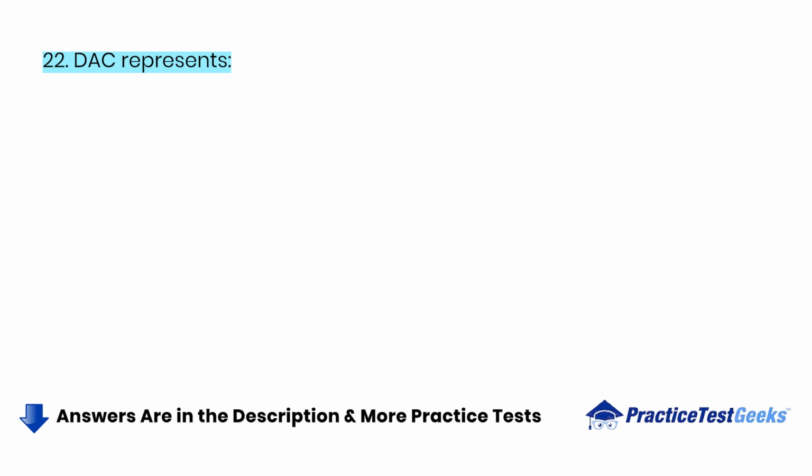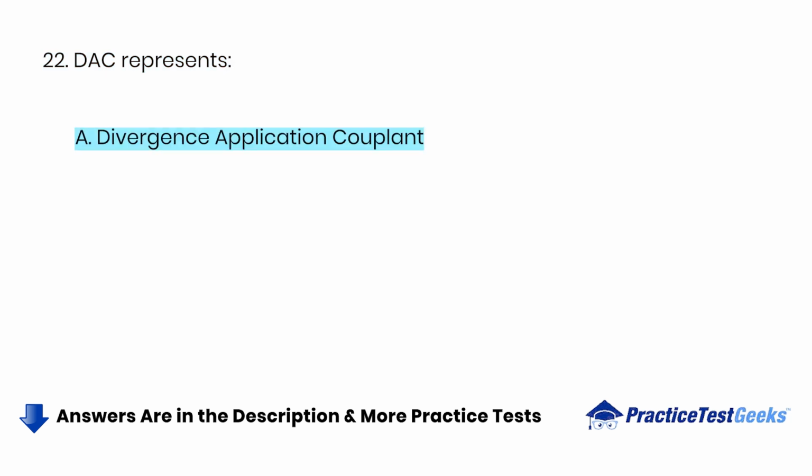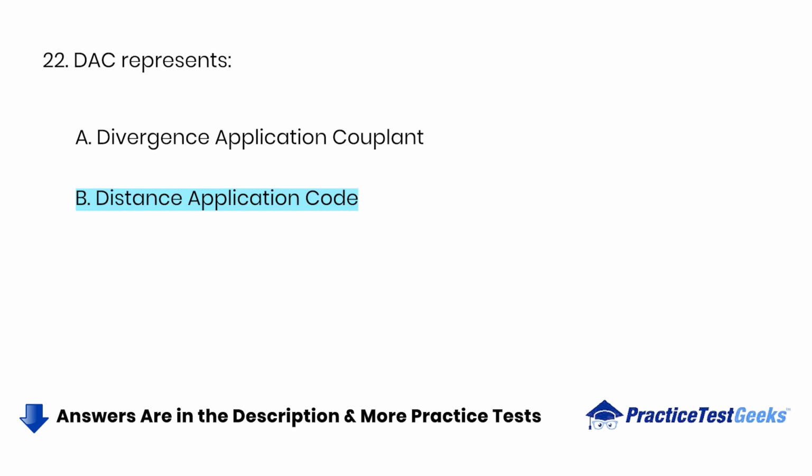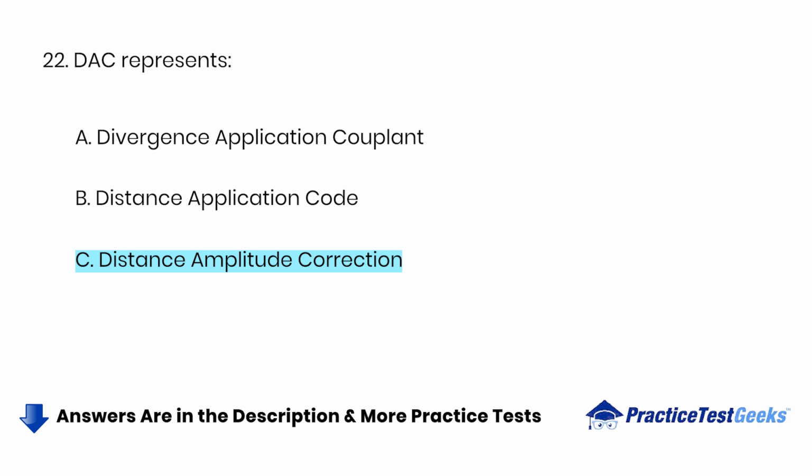DAC represents A. Divergence application couplant. B. Distance application code. C. Distance amplitude correction. D. Direct amplitude code.